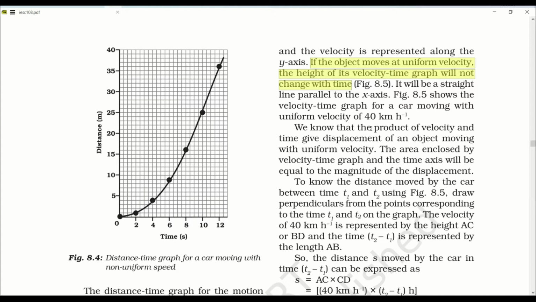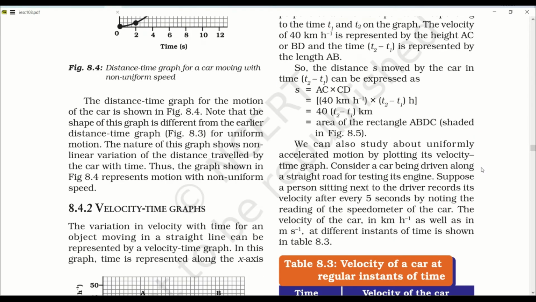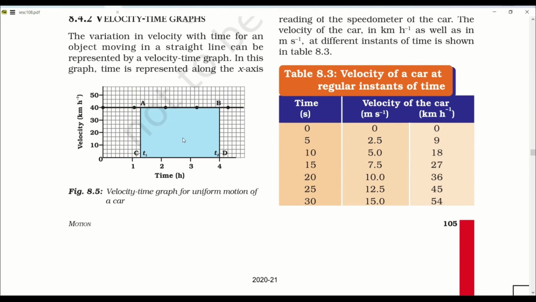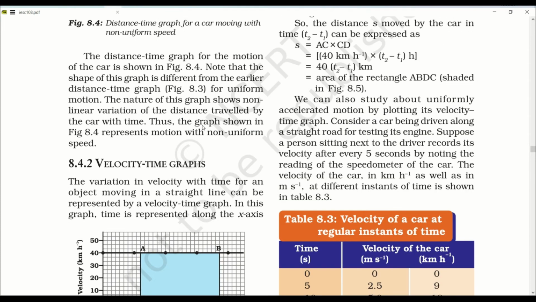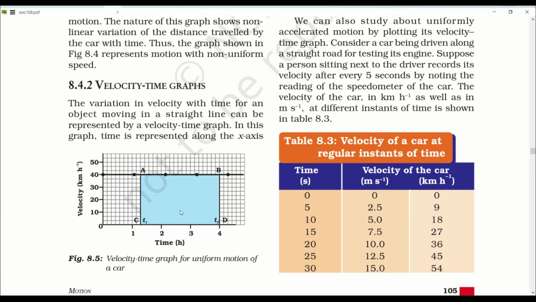What is it? The product of velocity and time gives displacement. The area enclosed by the velocity time graph and the time axis will be equal to the magnitude of the displacement. So if you observe this diagram, if you find the area of ABCD, what will you find? You will find the displacement covered by the car. How much displacement has it done? You can find it by finding the area enclosed by a certain figure.